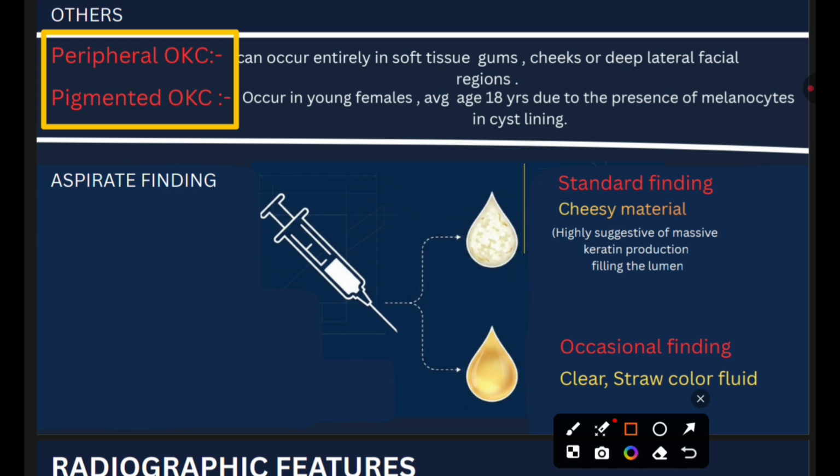Pigmented OKC occurs in young females, average about 18 years of age, due to the presence of melanocytes in the cystic lining. What is the aspirate finding? The standard finding of OKC is cheesy material, which is highly suggestive of massive keratin production filling the lumen. Occasionally the fluid is clear and straw colored.